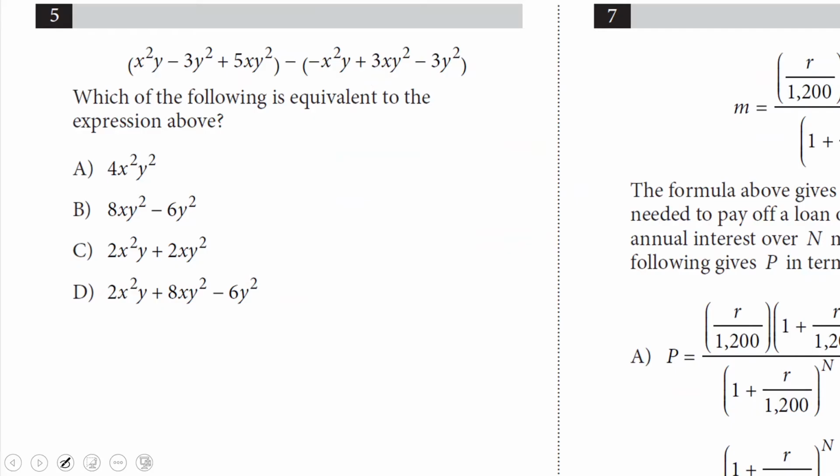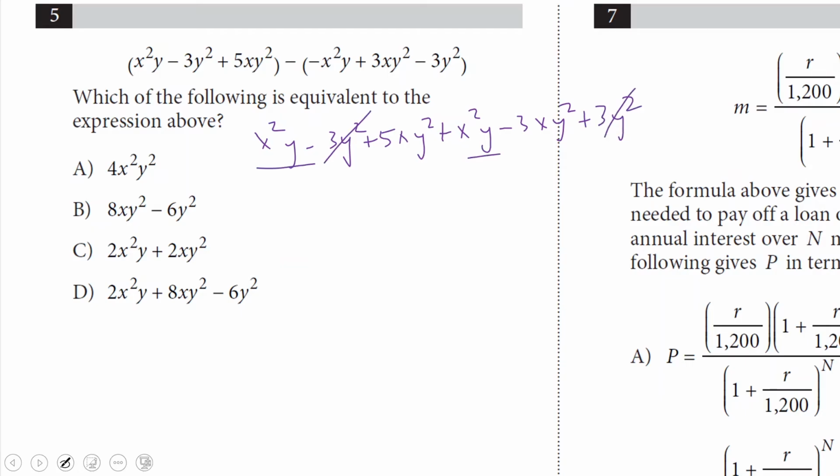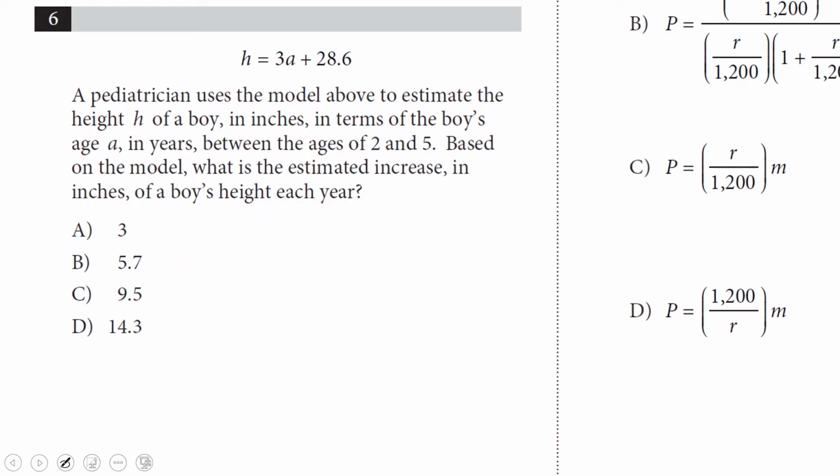Next, alright, so in this one, let's just simplify it. So x squared y minus 3y squared plus 5xy squared plus x squared y minus 3xy squared plus 3y squared. Cancel the 3y squared. We have the common term, 2x squared y plus 2xy squared, C. Here, pediatrician, so that's a formula, use the model. So h of a boy is the height between ages 2 and 5. Based on the model, what is the estimated increase in inches of a boy's height each year? So this slope is 3, A.